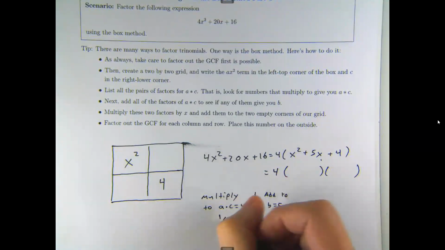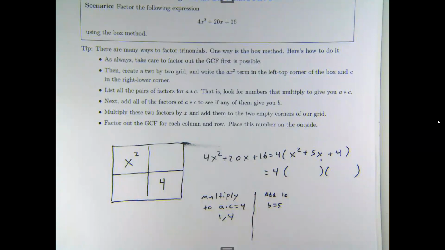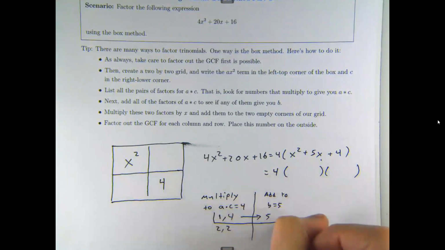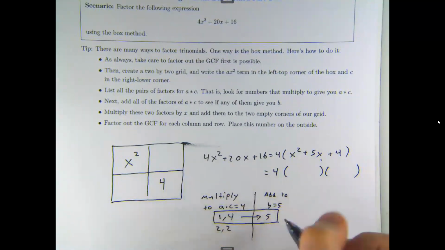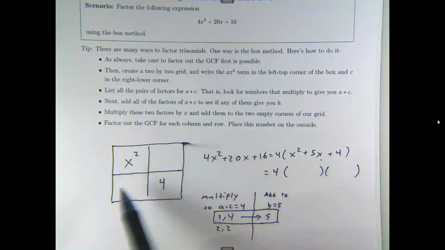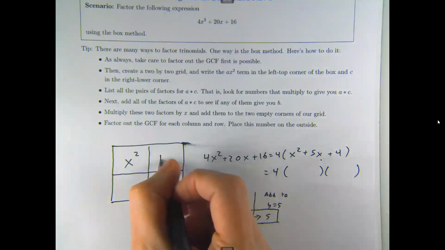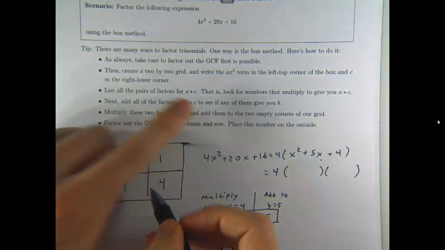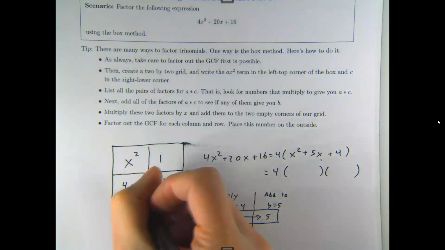So maybe I have 1 and 4 multiply to 4. I've got 2 and 2 multiply to 4. I want it to add to 5. 1 plus 4 gives me 5 right from the start. So that's the pair of numbers that works. So inside of the box, I'm going to put these numbers, this 1 and this 4, along with the variable, in this case, x.